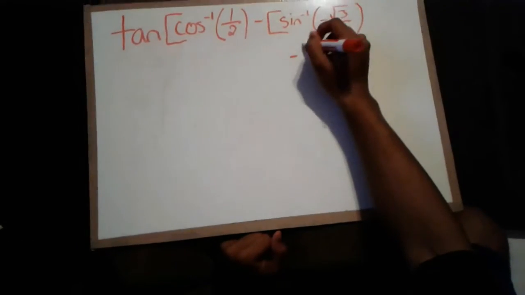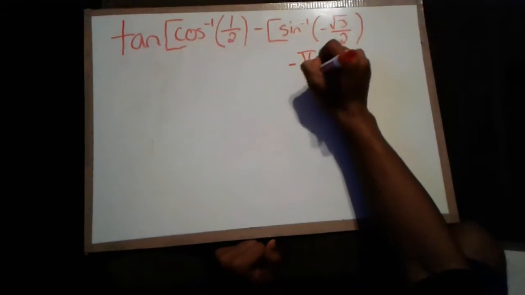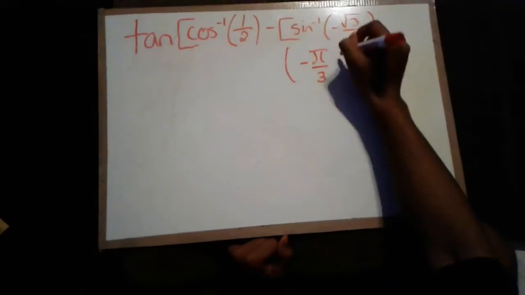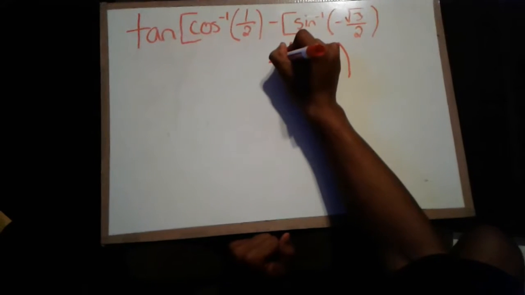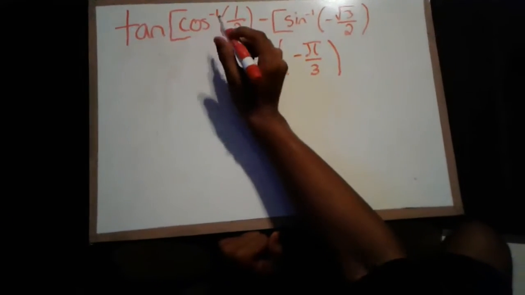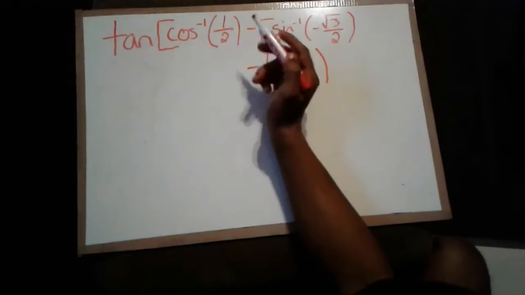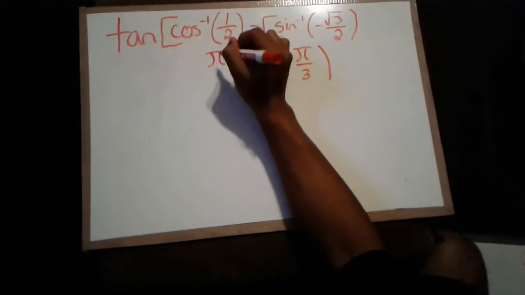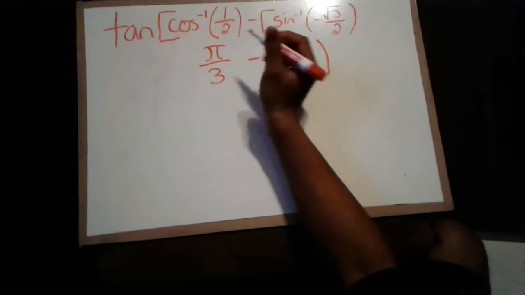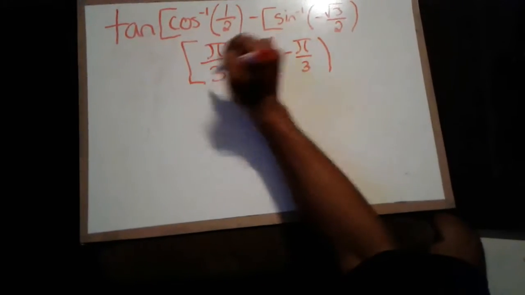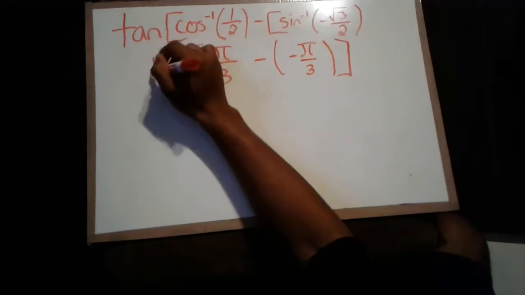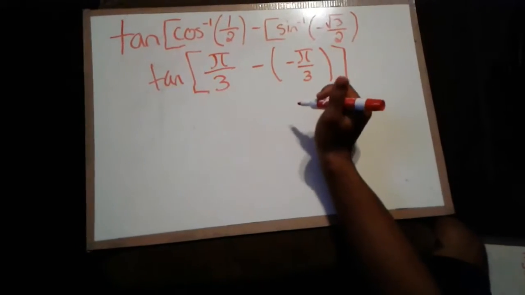This equals out on the unit circle to be negative pi over 3. I will then put parentheses around it, bring the rest of the equation down. This is inverse of cosine 1/2, which will also equal on the unit circle to be pi over 3. I'll place the parentheses back around this and place the tangent around that.